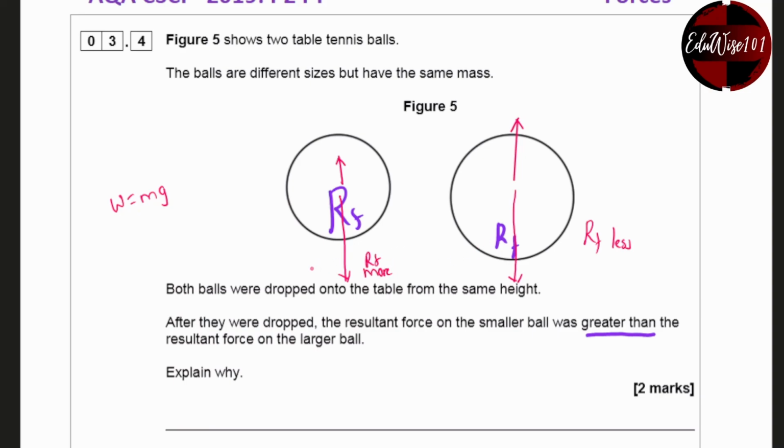So if I was to use an example, let's say I'm going to use big numbers here just to make a point. 10 Newton and 10 Newton. If the drag, because it has a bigger surface area on the larger ball, let's say the drag is 3 Newton. So the resultant force is 7 Newton there. Whereas the smaller ball has a smaller surface area, so let's say it's 1 Newton. So the resultant force is 9.